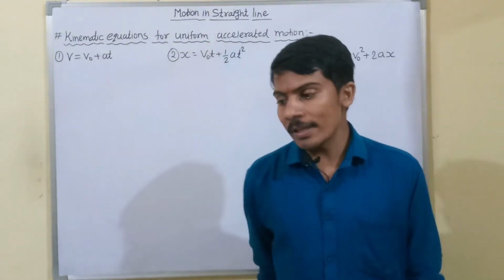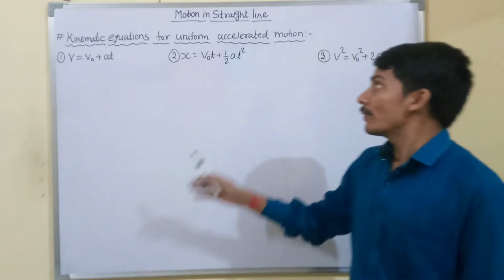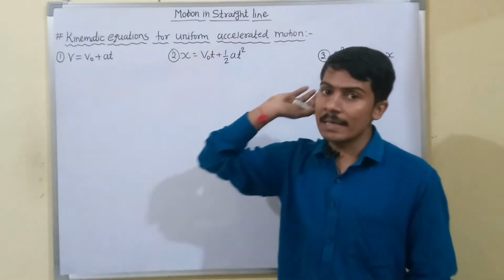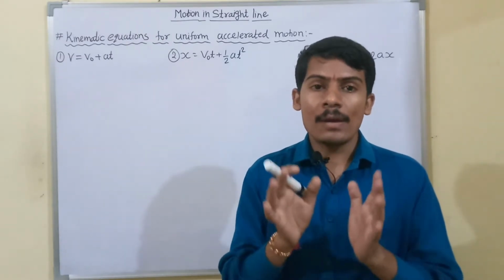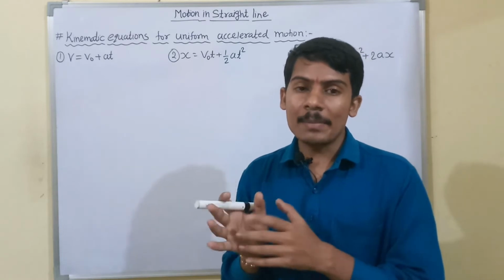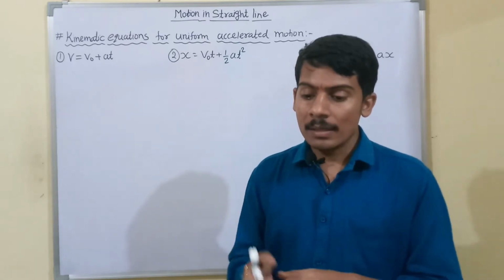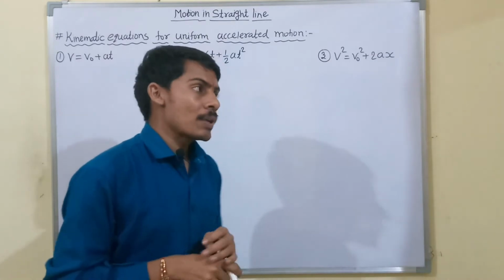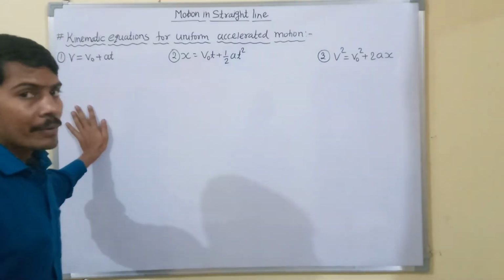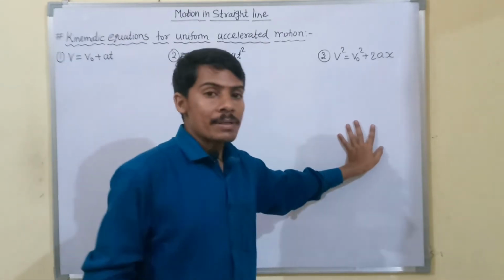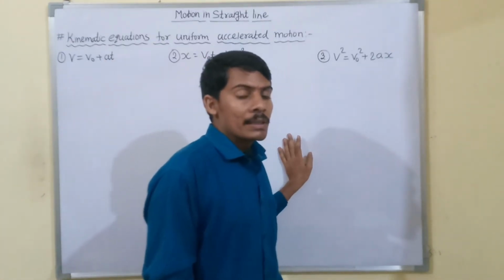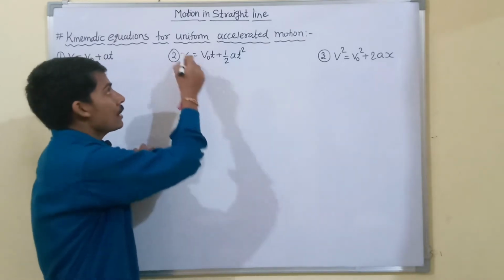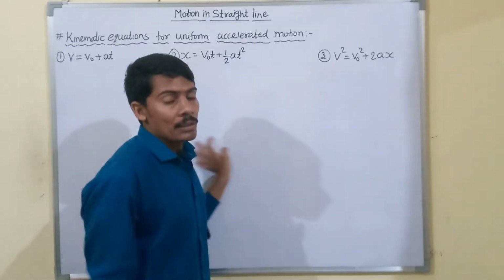Students, in the last lecture of the chapter motion in a straight line, we studied instantaneous velocity and solved the first kinematic equation. But in today's lecture we are deriving the first kinematic equation and another two kinematic equations also. These are the kinematic equations for uniformly accelerated motion.